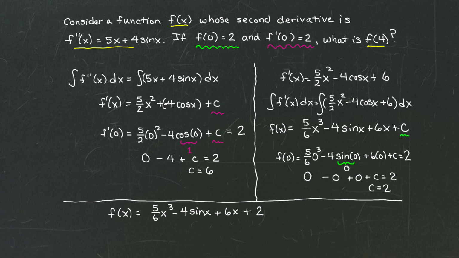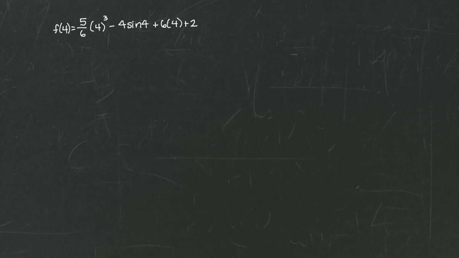The last step we have is to find out what is f of 4. So that's our last step. We want to figure out what is f of 4. And how do we do that? Well, we substitute 4 in for x. That's going to give us 5/6 times 4 to the third power minus 4 times the sine of 4 plus 6 times 4 plus 2. This is actually a big and messy calculation. Let's pull up the next blackboard, and let's see if we can work this out.